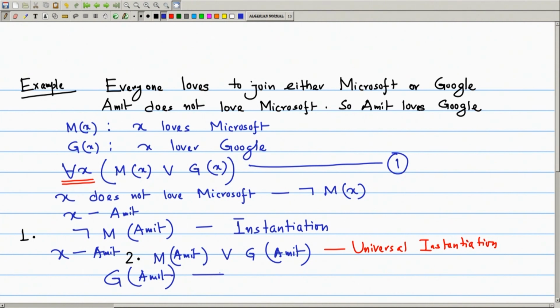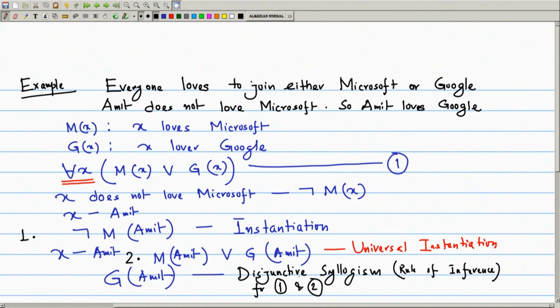And this rule of inference is called the disjunctive syllogism. This is one rule of inference that if we apply to 1 and 2, then we get G Amit, that means Amit loves Google. So, this is the conclusion that Amit loves Google.